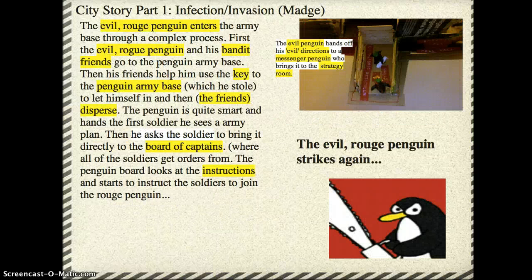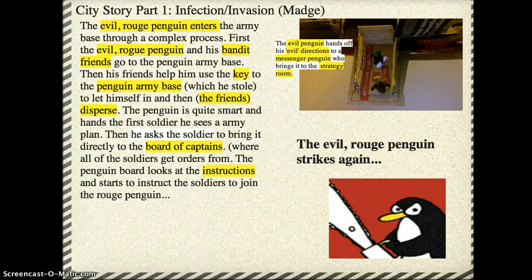So now we have our evil rogue penguin story, and first the penguin comes into the cell by unlocking the front door, which is similar to how the hepatitis B keys in to the outer proteins of the outer membrane of the cell. After he gets in, he hands a messenger penguin his instructions, and the messenger penguin takes the instructions directly to the nucleus, showing how the mRNA takes the DNA, or the nucleocapsid, directly to the nucleus.